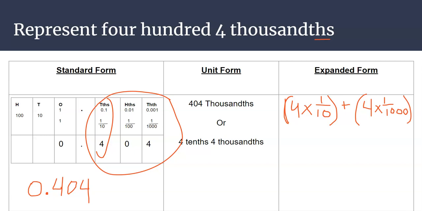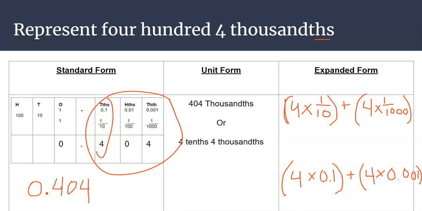And I could also write this as decimals, so that would be 4 copies of 1/10 plus 4 copies of 1/1000. Sorry guys, I know my pen's really slow at writing. I gotta get myself a better pen, I think. All right, there we go.